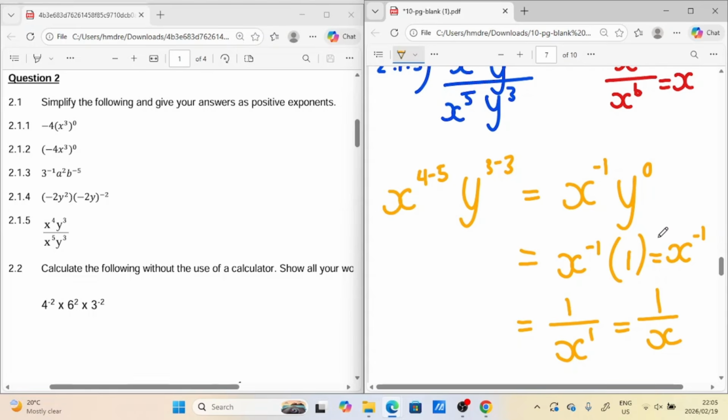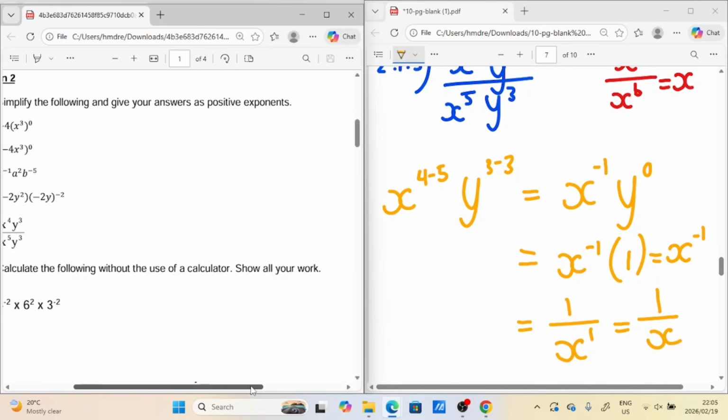Okay, and then 2.2, calculate the following without the use of a calculator. Show all your work.